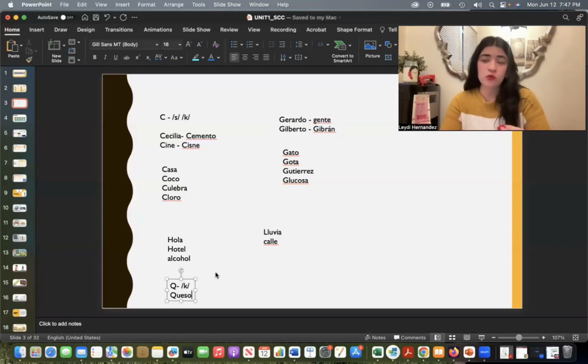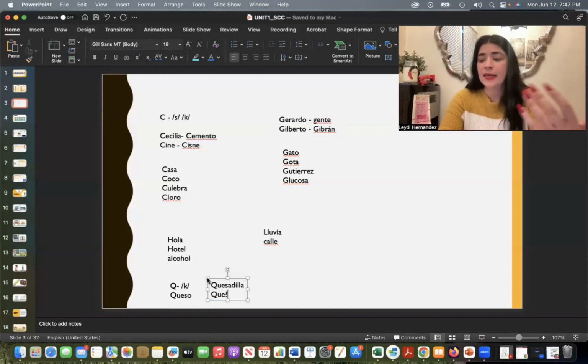This is queso, cheese. You see how I don't pronounce the U and the sound is like a K? So it's like queso, cheese. Or quesadilla. Or ¿qué? Like what? ¿Qué?